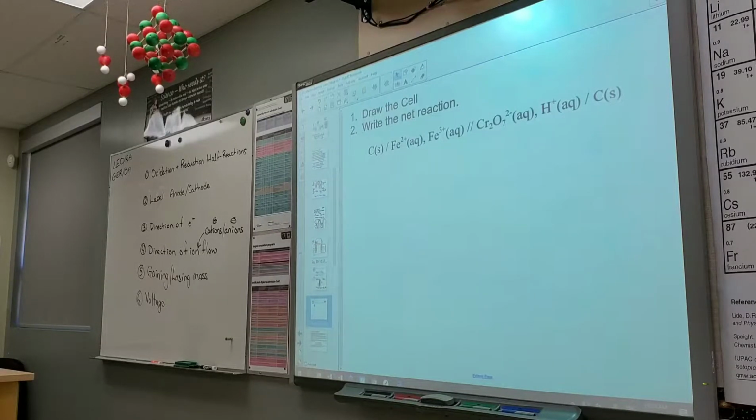Okay. Connect it with the wire. Now, what I want to know is, what's the strongest oxidizing agent?